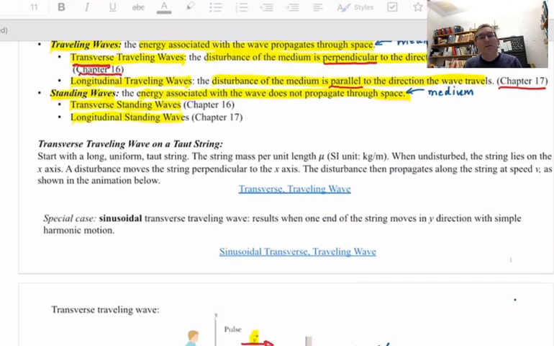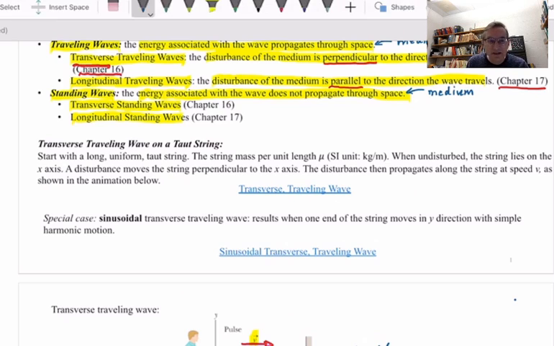Now I've given you all this terminology, let me kind of hone in on the specific kind of wave we're going to be studying for the most part in this chapter. And that is right here, a transverse traveling wave on a taut string. Remember, taut means we're holding that string under tension. There's some tension in the string. That's what taut, T-A-U-T, means. So here's what we're imagining.